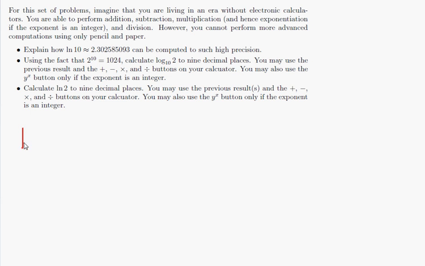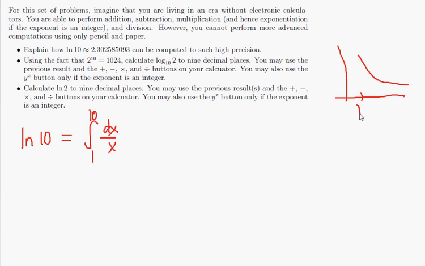One way this can be done is that the natural log of 10 is by definition equal to the integral from 1 to 10 of dx over x. Okay, that's the definition of the logarithmic function. Natural log of x is the antiderivative of 1 over x. So if we look at the picture, we have the 1 over x looks like this from 1 to 10. And so it remains to just simply find the area under the curve.